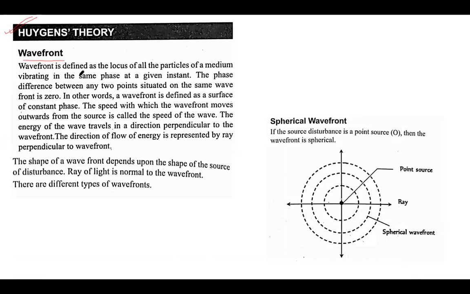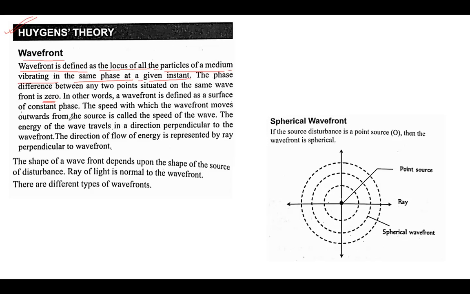Wavefront is defined as the locus of all particles of a medium vibrating in the same phase at a given instant, right? So all such particles vibrating in the same phase in a medium are known as a wavefront. The phase difference between any 2 points situated on the same wavefront is always zero. In other words, a wavefront is defined as a surface of constant phase. So a surface on which the whole surface has the same phase is called a wavefront.